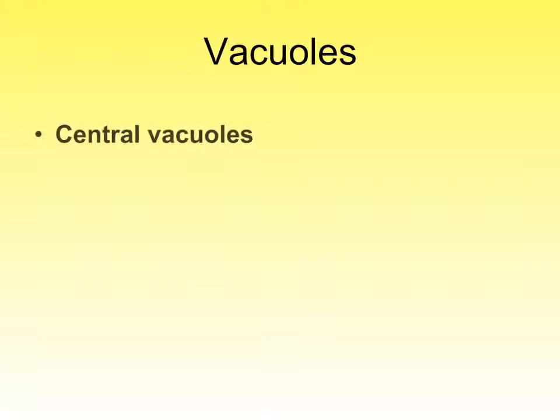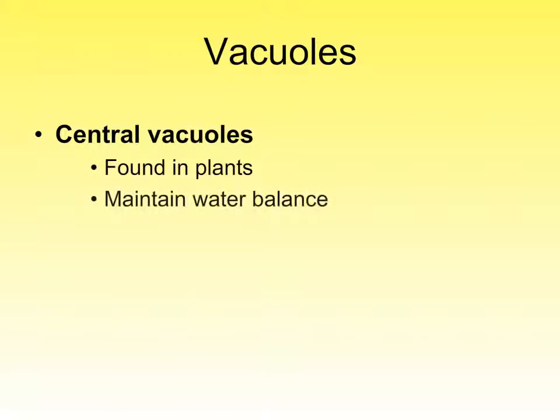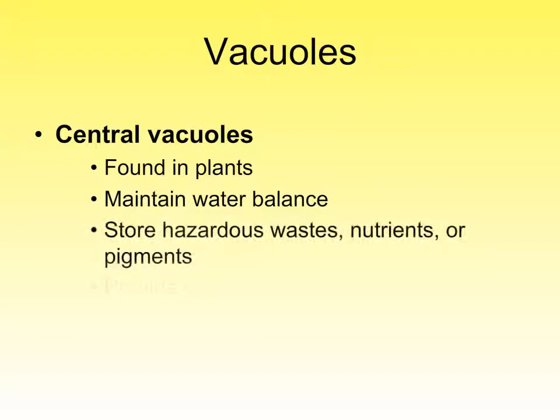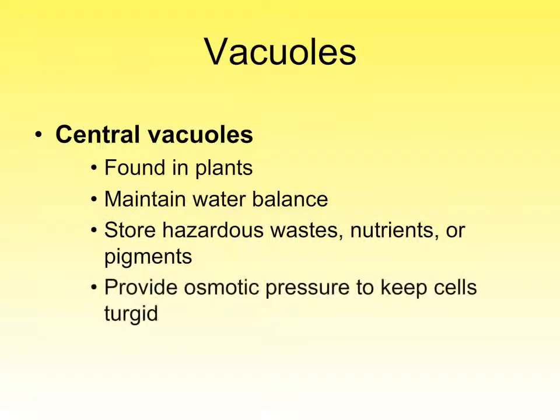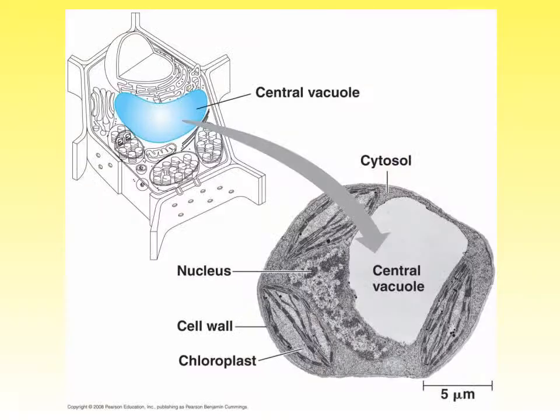It is a storage organelle for proteins, noxious substances to deter herbivores, water, food, salts, pigments, and waste. Central vacuoles also contain hydrolytic enzymes to break down waste and other cell components. The vacuole is hypertonic to the rest of the cell, and this osmotic pressure allows plant cells to be turgid. 50 to 80% of the cell may be taken up by the central vacuole.